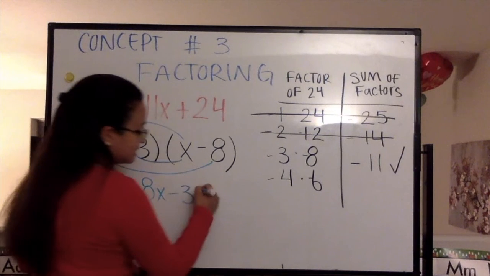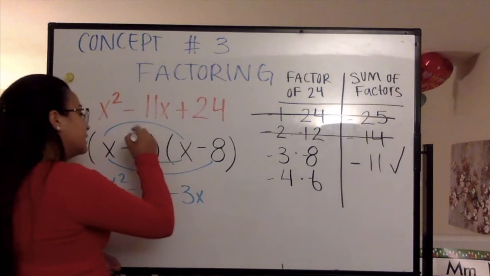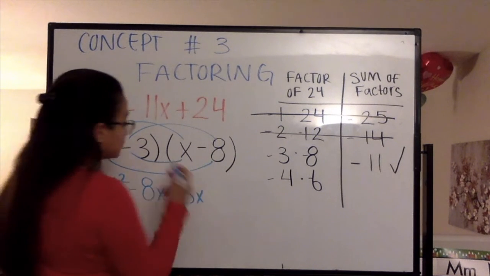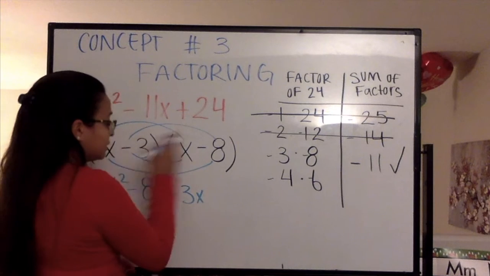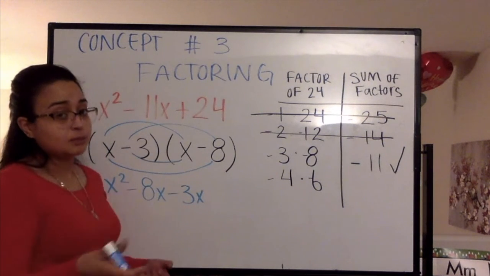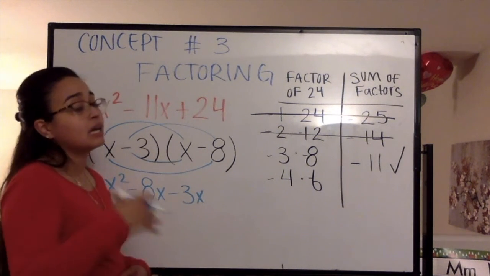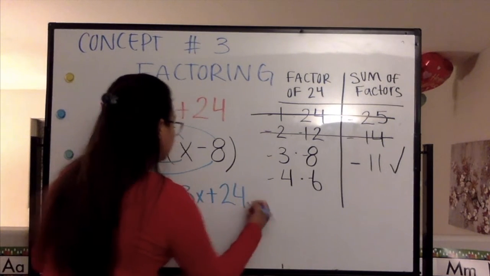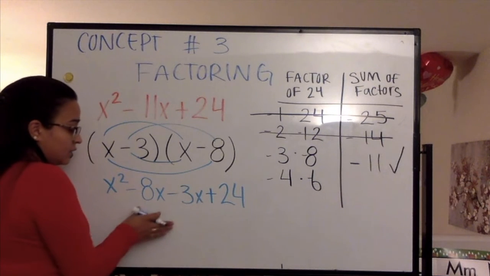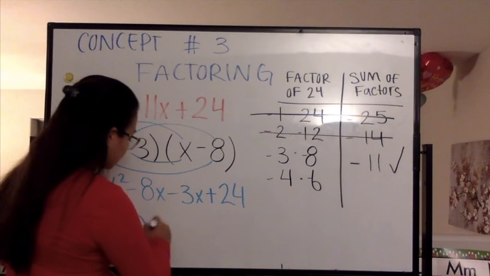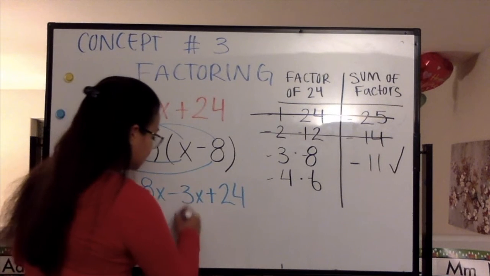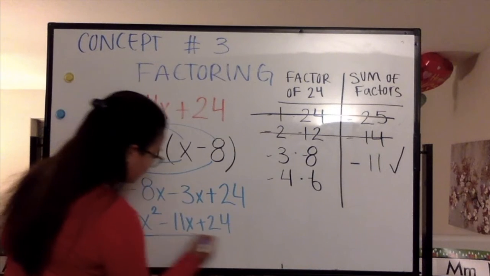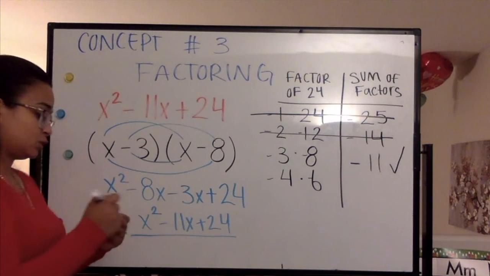Negative 3 times x gives us negative 3x. And then, last but not least, we multiply our last numbers, which are negative 3 and negative 8. And again, multiplying a negative and a negative makes it a positive, so that equals positive 24. Here's where we combine our negative 8x and negative 3x. x squared minus 11x plus 24. So that makes this statement true.